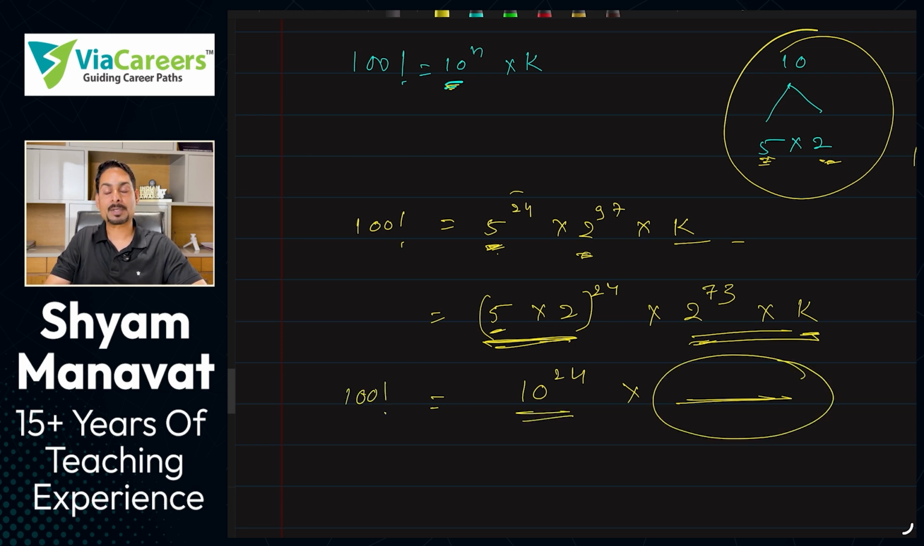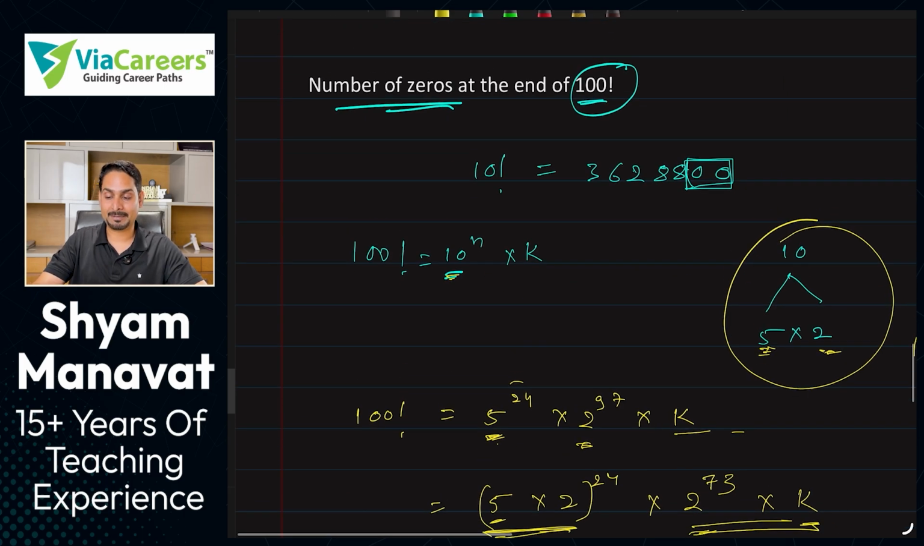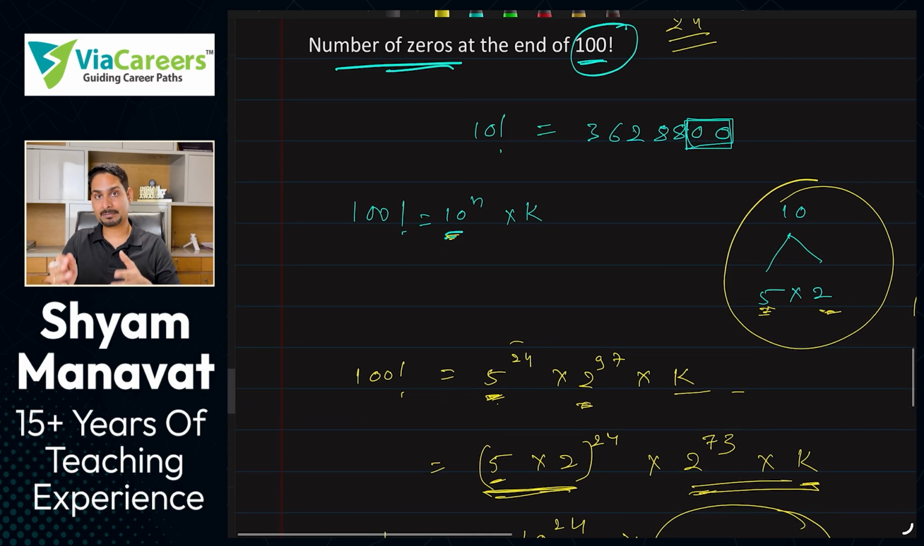That's why you can say the maximum number of zeros 100 factorial can end with is equal to 24. Okay. Understood how to deal with composite numbers in case of factorial? Let's take some more examples.